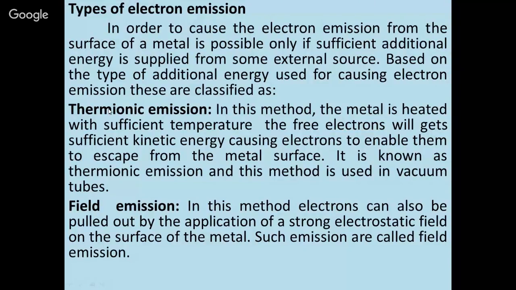This is known as thermionic emission, and this method is used in vacuum tubes. The vacuum tubes that we used before the introduction of semiconductor material work under the principle of thermionic emission. For example, nowadays you can see the CRT, the cathode ray oscilloscope.